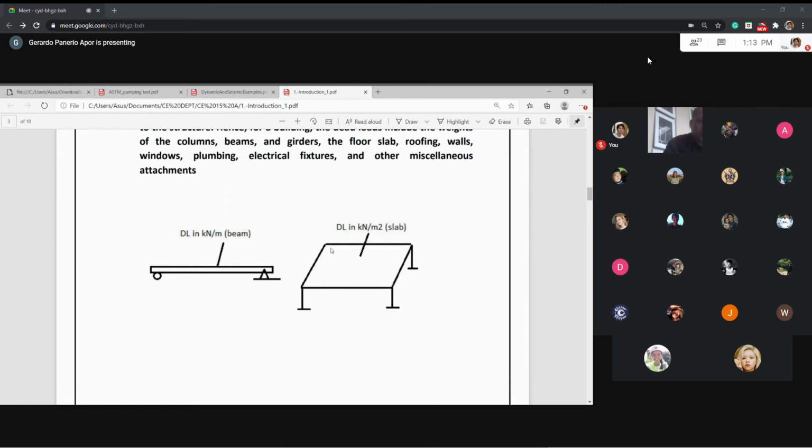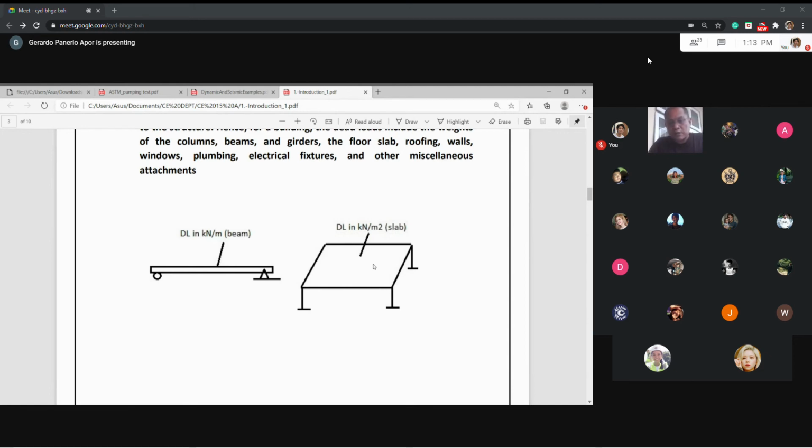But the difference between the two is that this one is linear, because it is applied to a linear structure, and this one is an area load, or surface load, because it is applied to a surface. Meaning, if you multiply this kilonewton per meter squared by the area of the surface, you will get a concentrated load. Now we assume that the concentrated load acts at the center of gravity of the surface.